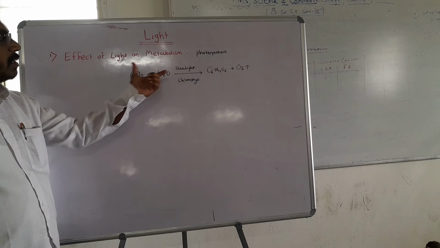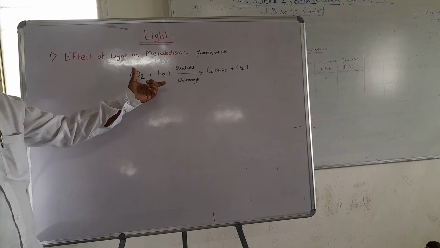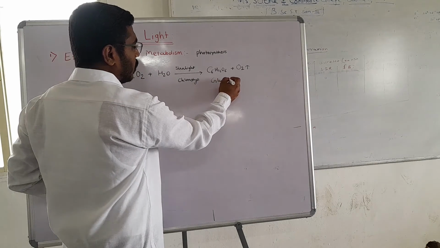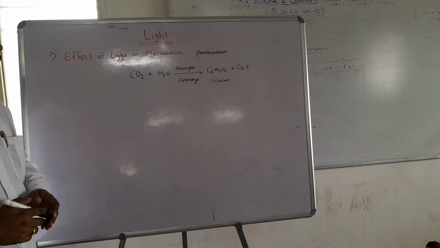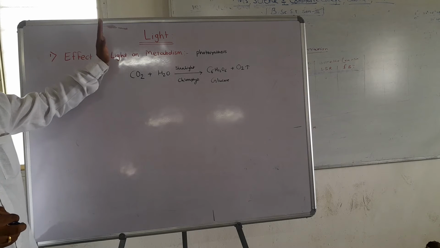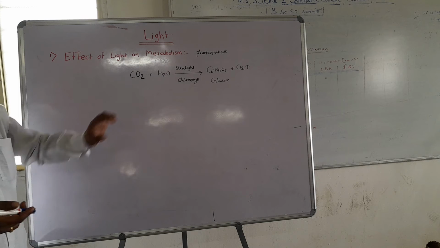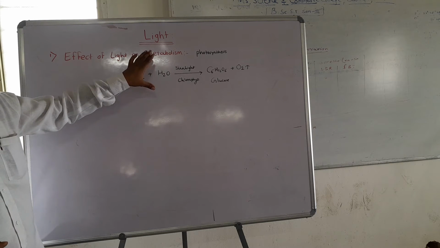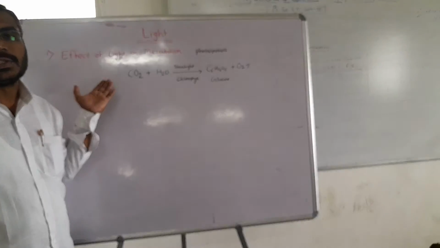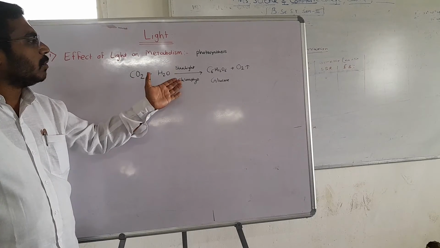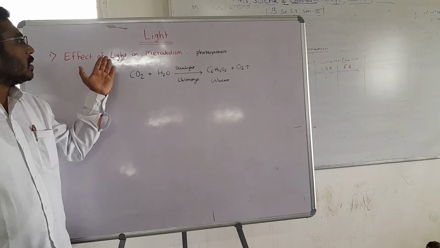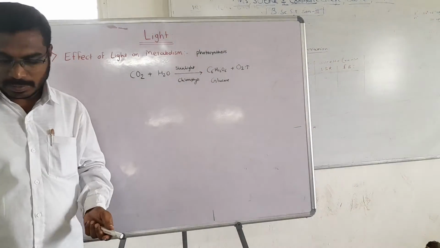It is not a balanced reaction; you only have to understand this. Glucose is produced and stored in the form of food. This metabolic process is affected by light. When the quality of light is between 400 to 760 nanometer, that is visible light, then and only then does the photosynthesis process occur. It is the first effect of light on metabolism.